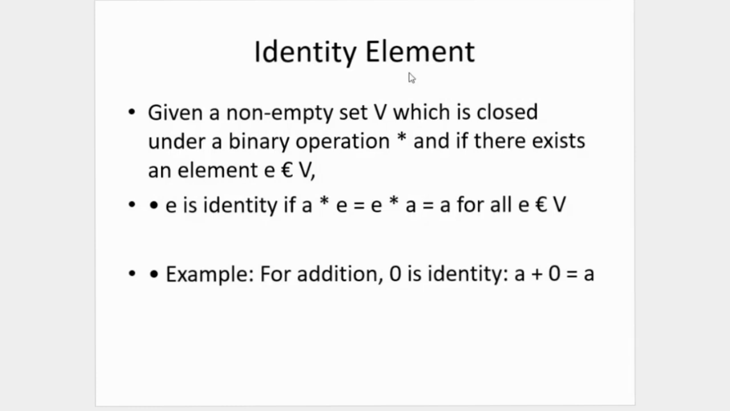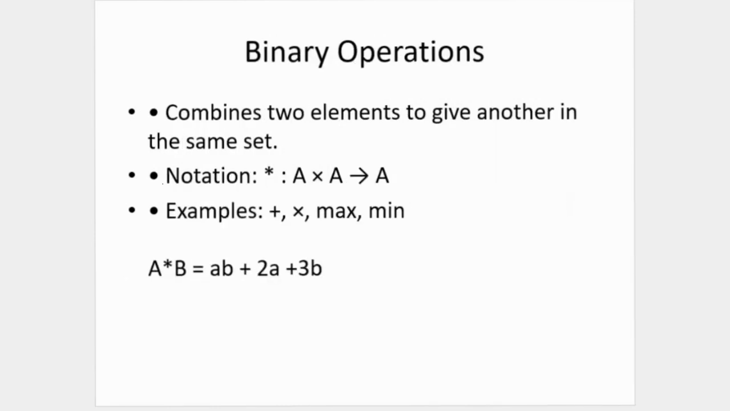Now, for a set to be closed under a binary operation, it means that if I perform this operation with elements of the set, I should not get any result that is outside the set. So it's a closure property. Let's say A is in the set V and B is in the set V, and I perform this binary operation, A asterisk B, and I get an answer that is not in the set V. It means that this operation is not closed under the set V, right?